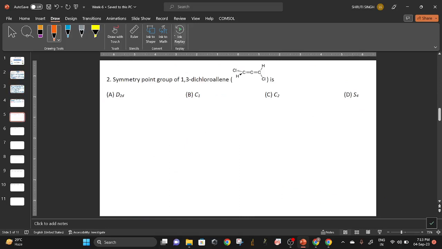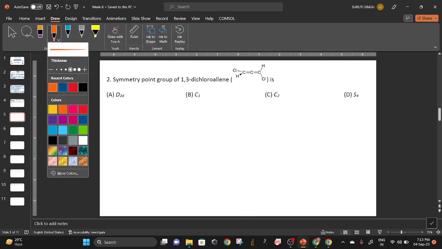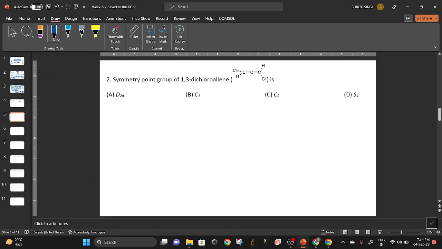Okay. So the next question is: the symmetry point group of 1,3-dichloroallene is. Now we have to find it. Now we know allene, simple allene. What is the point group of an allene?